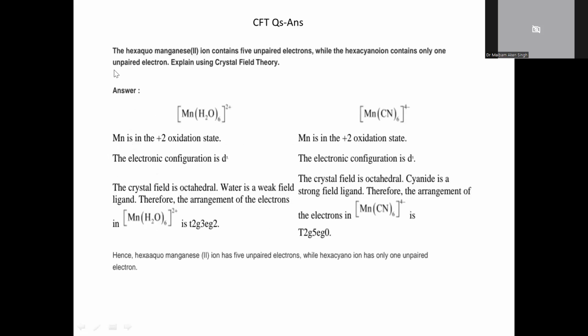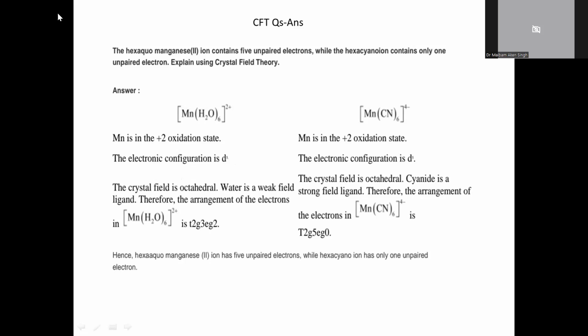In the hexaaqua complex ion, it contains 5 unpaired electrons, while this one contains only one. Manganese +2: here also manganese +2, meaning here 6 minus 4 gives +2, and here directly +2 because it is neutral. This +2 oxidation state electronic configuration can be d5 and d5. The crystal field: see, the water is weak, and the CN is strong.